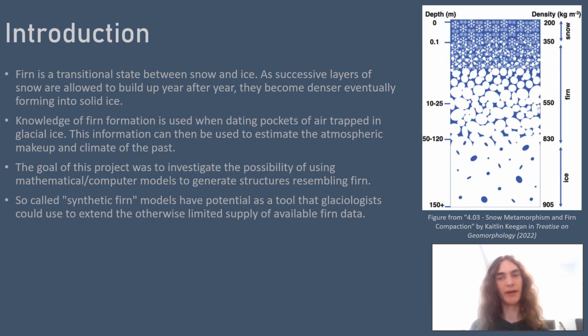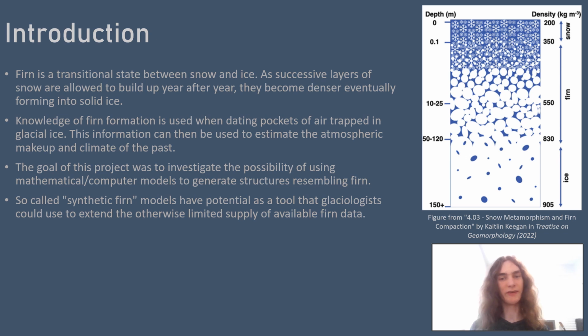So first, some background information on what Firn is. Firn is a material in between snow and ice that forms when layers of snow build up over many years and start to become denser, eventually turning into ice. And understanding this process of Firn densification is important for many applications in glaciology. One notable example being the dating of trapped air pockets.